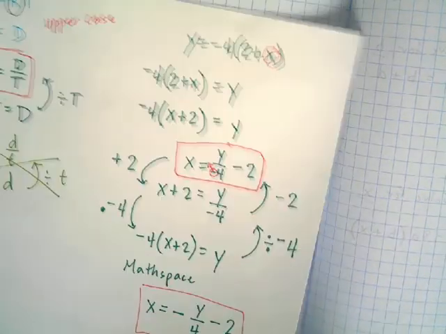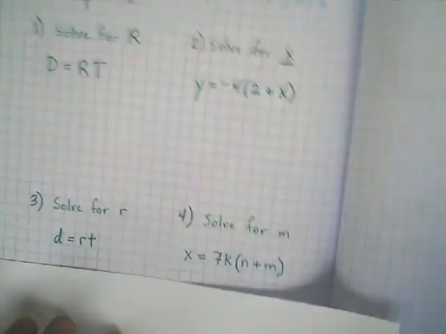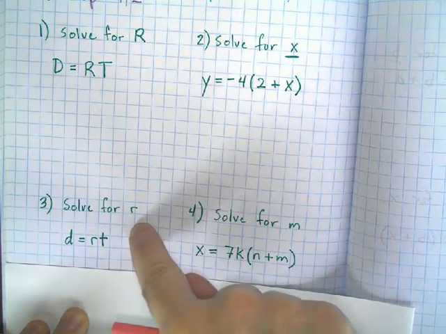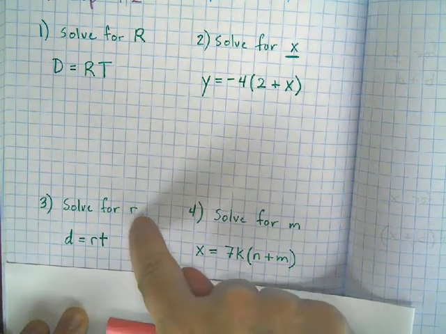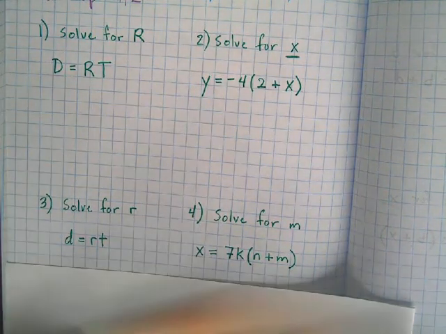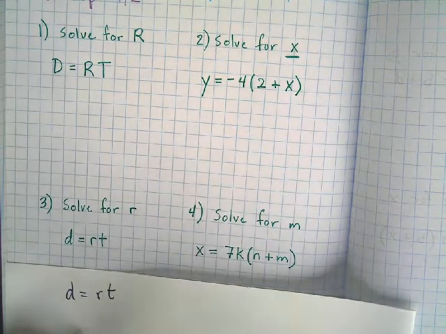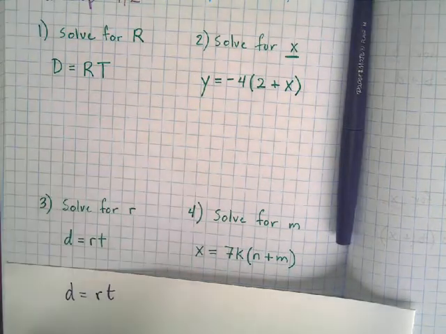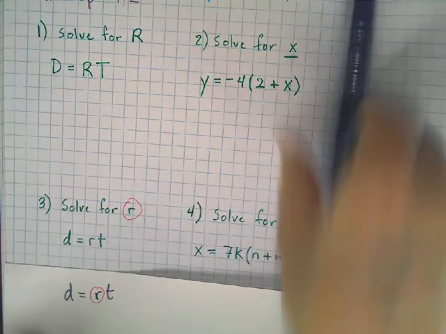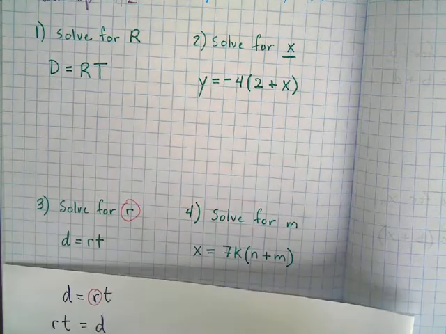Okay, next problem. Notice this one looks a lot like the first problem. Solve for R, but notice the case. It's lowercase. These are lowercase letters, so we have to write our answer using lowercase letters. So I have D equals RT, and it says solve for R. We're going to be solving for R. Where's my R? There it is. I'm going to rewrite it. I'm going to switch sides, and now I'm ready to solve.